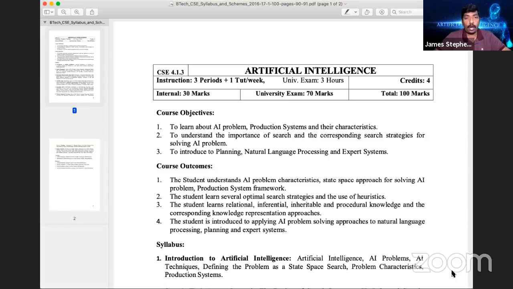First, understand the course objectives, why we are actually being taught this subject called artificial intelligence. To learn about AI problems, production systems and their characteristics. In the previous class, we discussed various challenges in AI and the artificial intelligence system. We are making the computer work as we work. We want the computer to work intelligently. We want the computer to solve our tasks by applying reasoning. So this is the idea of learning this particular subject.